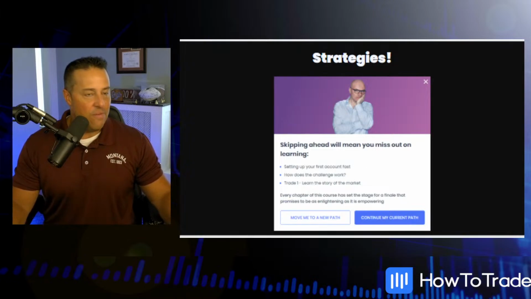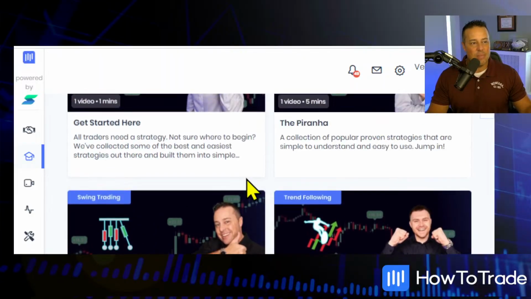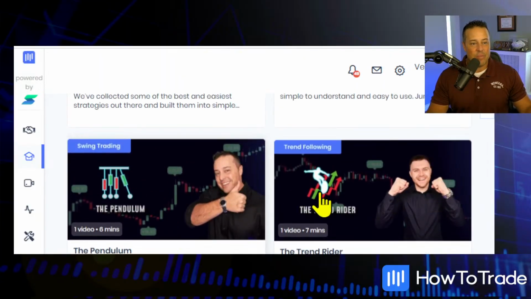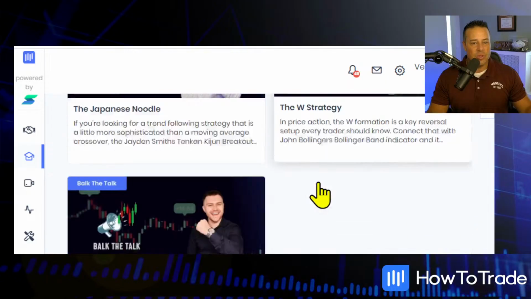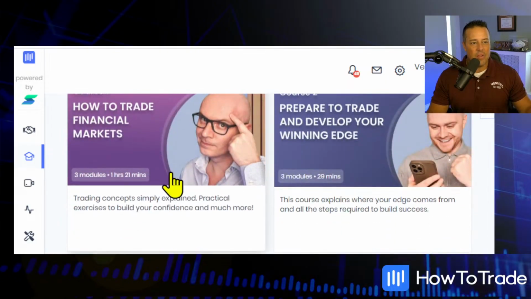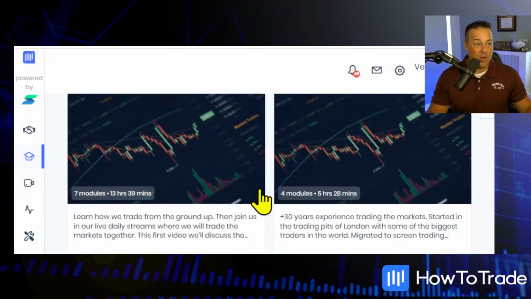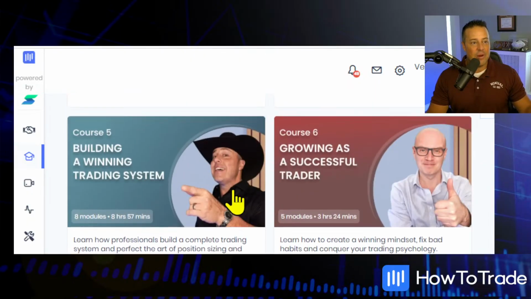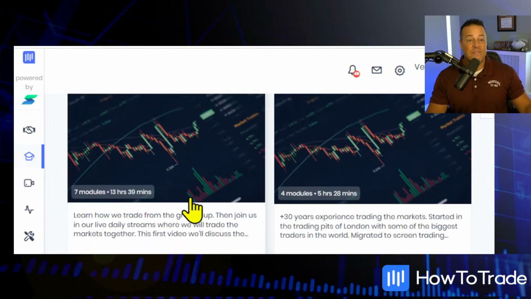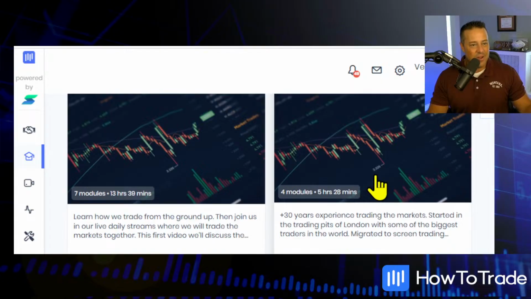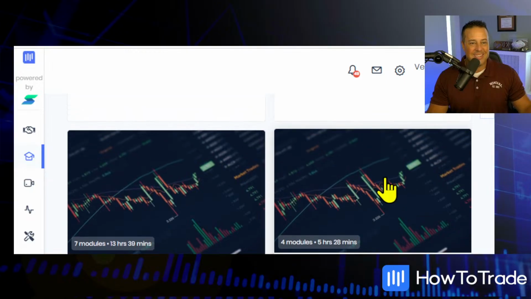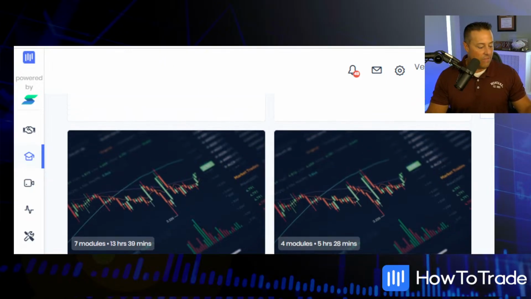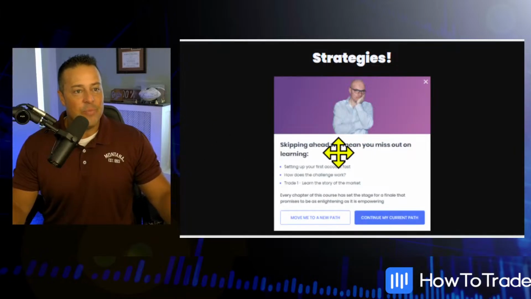One last thing before we move on from where to find it. You'll notice that there's a lot here. We've got the pendulum, the trend rider, the Japanese noodle, the Bollinger W, and then other courses. We have a tremendous amount of content here inside the trading room. Down here, under other courses, if you're interested in Fibonacci's, go to this icon: 4 modules, 5 hours, 28 minutes, 30 years of experience trading in the markets. It doesn't have a thumbnail or a title, but that one is where you'll find my work on the Fibonacci counterpunch. So you click "move me to a new path," and then you're ready to rock and roll.